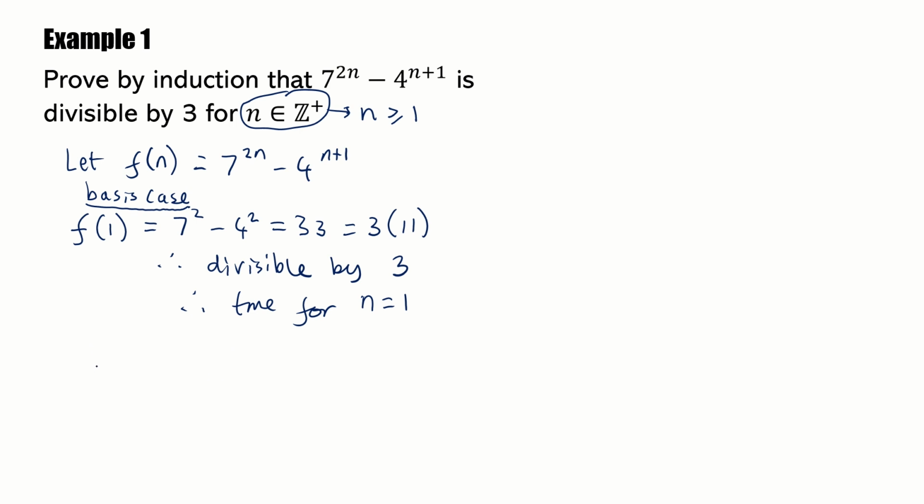The next step is we're going to assume f of k is divisible by 3. And this is where writing out the f of n bit is helpful, because now I'm not having to write out that whole equation every time I'm referring to it. But now we've done that, we've got to move on to the induction step.